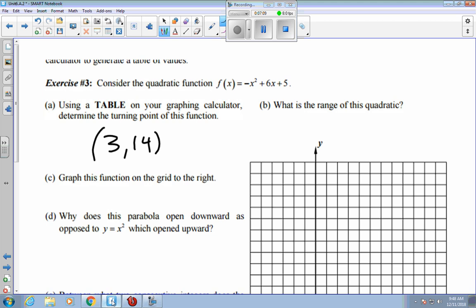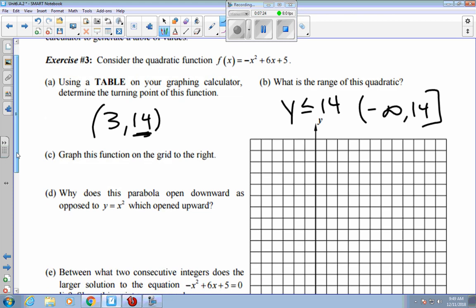Since my highest y value is 14, the range of this quadratic is y is less than or equal to 14. Or you can have negative infinity to 14. 14 has to have a bracket because it is inclusive.